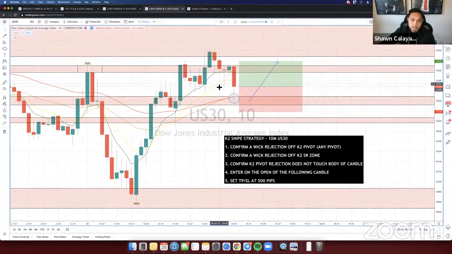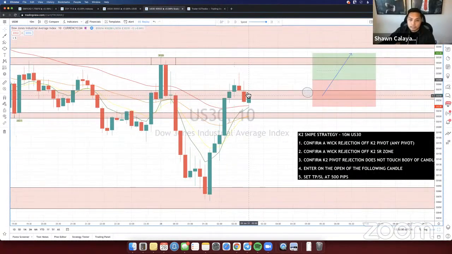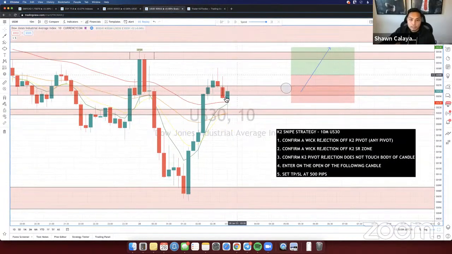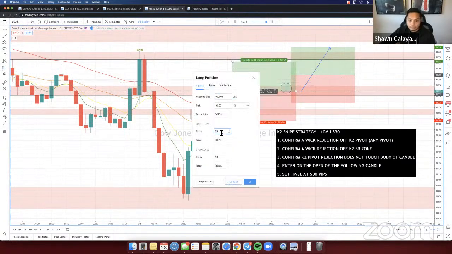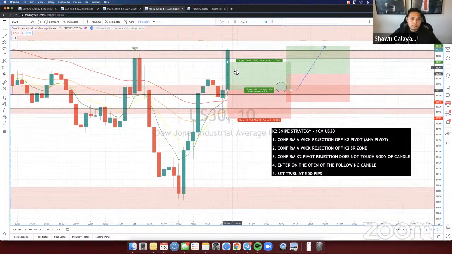Vice versa, you look at this other one right here, the one right before it. This one is actually a good one because it rejects off the pivot and the structure right here as well. So if you were to take this trade, you do the same exact thing. You enter a long position right there for 500 pips, and then you pretty much let it play out. And there you go, full TP in a few seconds. Easy.